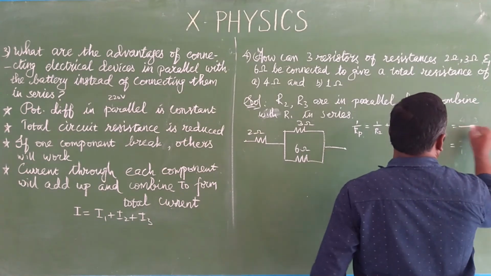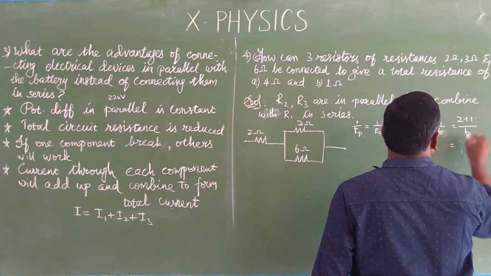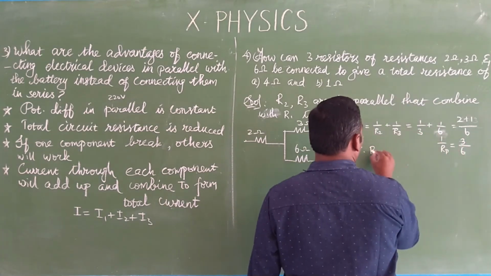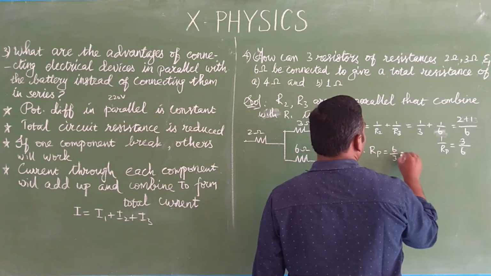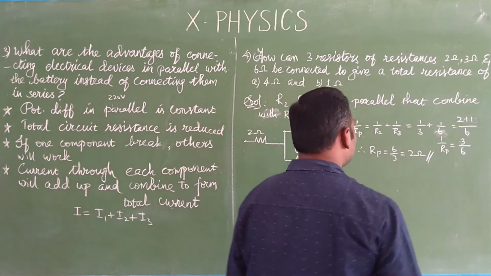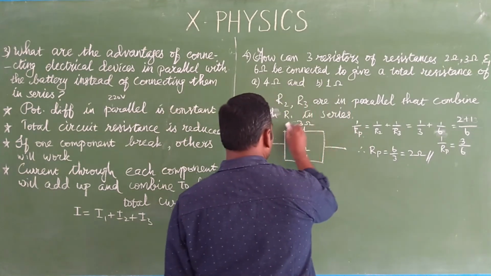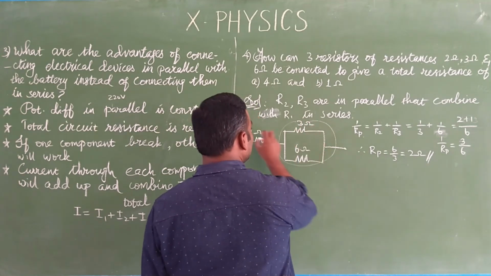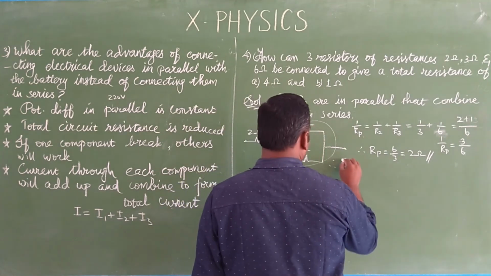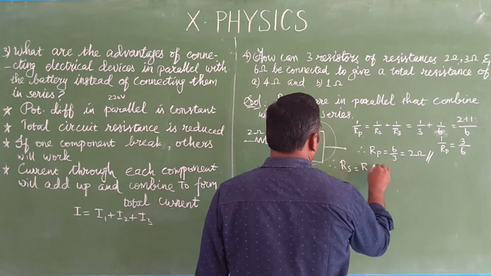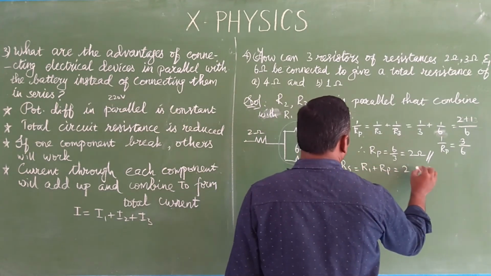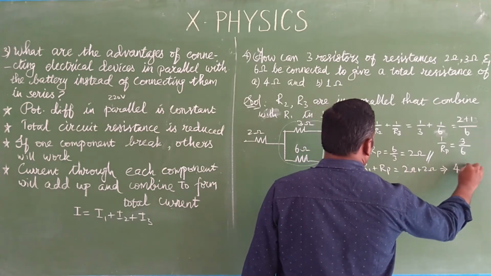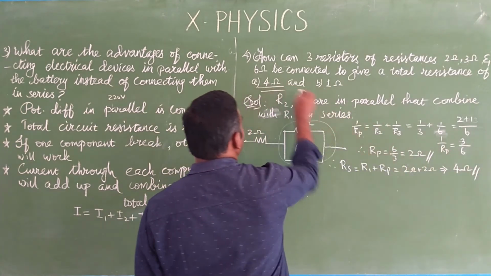So we have 2 plus 1, so it's 3 by 6. So 1 by RP is equal to 3 by 6. Therefore RP is equal to 6 by 3, which is equal to 2 ohm. So we found the resistance. Now this simplification, that parallel combination, is equal to 2 ohm, with the first resistor in series. Therefore RS is equal to R1 plus RP, that is 2 ohm plus another 2 ohm, which is equal to 4 ohm. So now we got the equivalent resistance of 4 ohm.